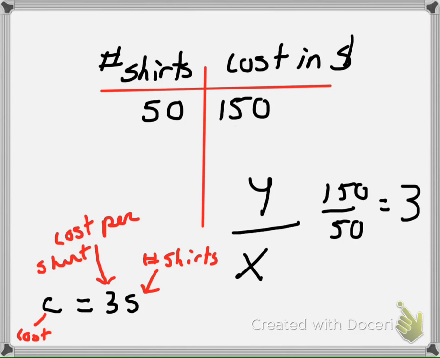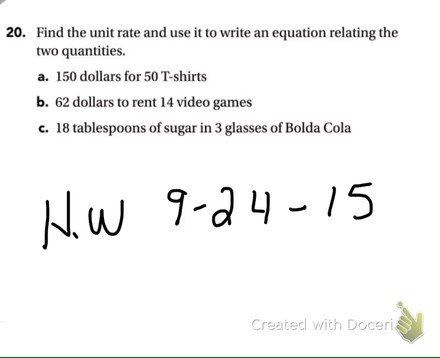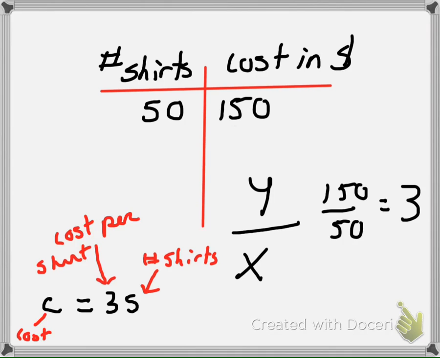Okay, on A, it asked me to find the unit rate and to use the unit rate to write an equation relating the two quantities. So the first thing you have to understand is that it's the shirts that are affecting the cost. So shirts is the independent variable x and cost is the dependent variable y. These should not be switched around. And so they told you that you had 50 shirts and it cost $150.